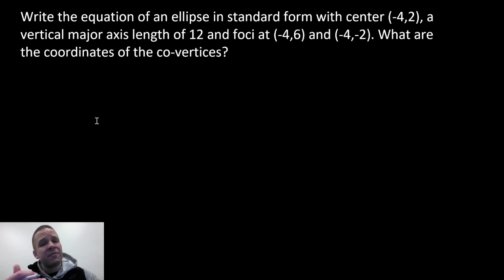We're going to write the equation of an ellipse in standard form with a center of -4, 2, a vertical major axis length of 12, and foci at -4, 6, and -4, -2. What are the coordinates of the covertices?